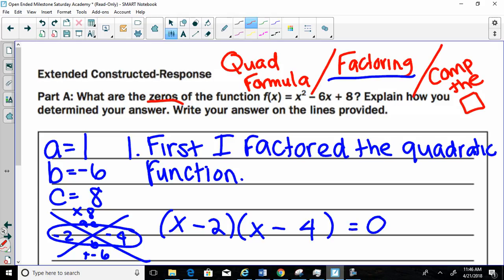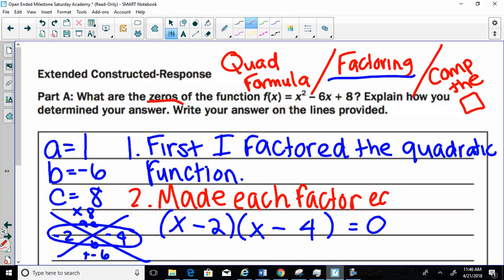Second thing we did, we made each factor equal to 0. Isn't showing our work basically explaining how we do it? You can't show your work, because remember that if it said justify your answer, then showing your work would be okay. But remember, this is a computer-based test. Right. So we made each factor equal to 0.